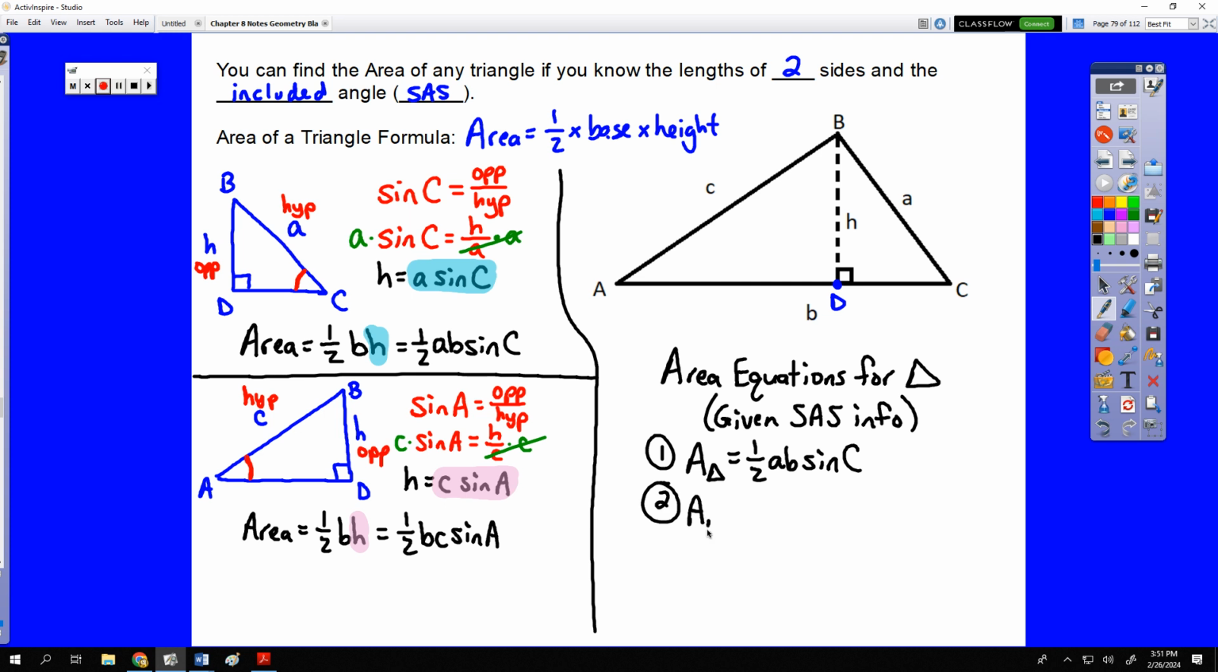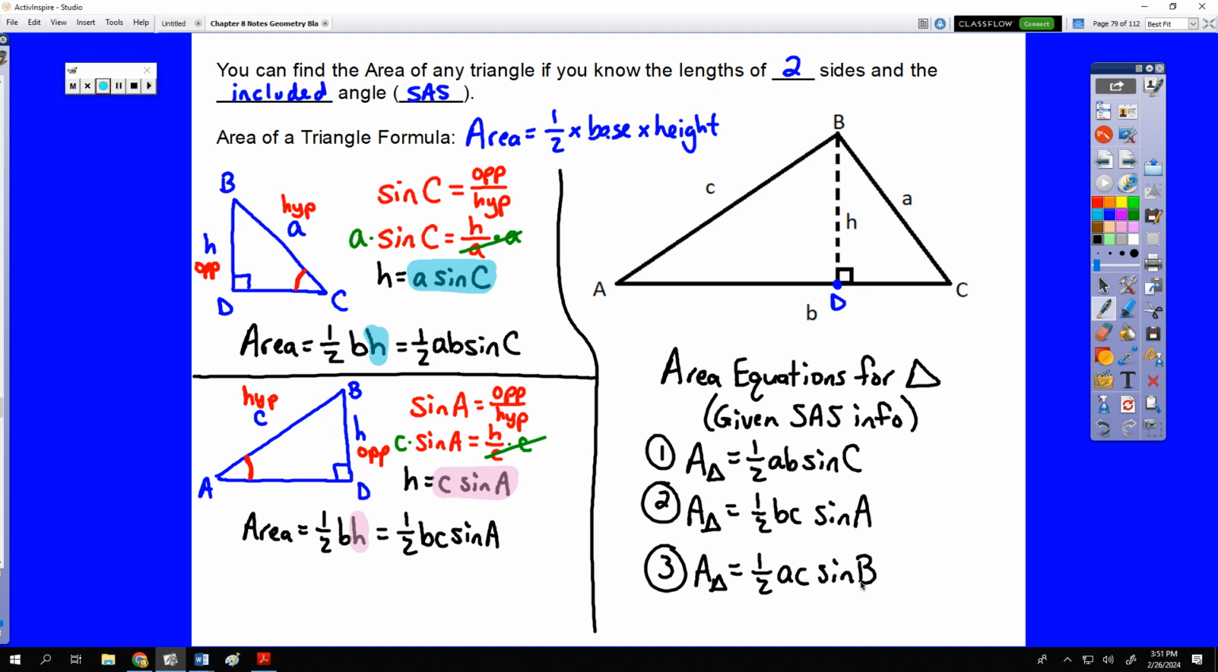It could be 1/2 BC times the sine of angle A. Or it could be, and I did not show this one, but I could have, 1/2 AC times the sine of angle B. Now all three of those equations are really the same equation. It just depends on which two sides and angle we know.